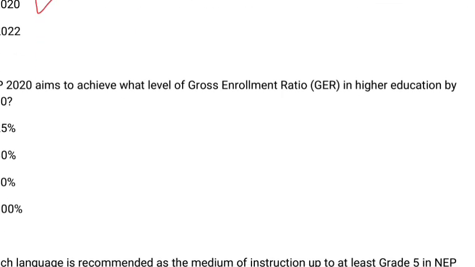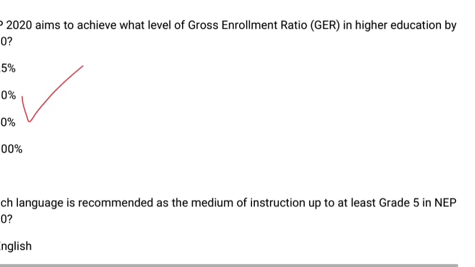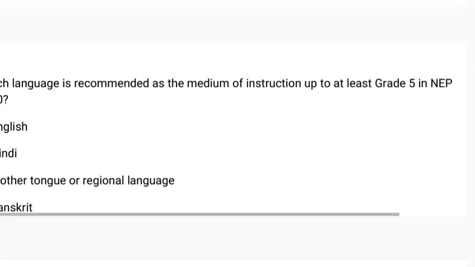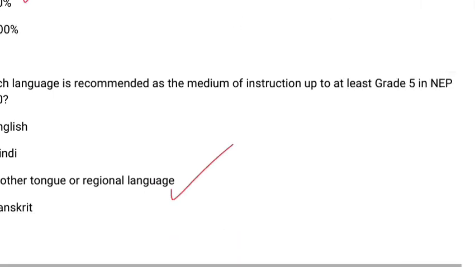Then, NEP 2020 aims to achieve what level of gross enrollment ratio, GER, in higher education by 2030? 25%, 30%, 50%, 100%. So number 3, it will be 30%. This is their aim. Then which language is recommended as the medium of instruction up to at least grade 5 in NEP 2020? English, Hindi, mother tongue or regional language, Sanskrit. If you are involved in current affairs, then you will know that mother tongue or regional language was given preference, and in these languages education will be imparted.